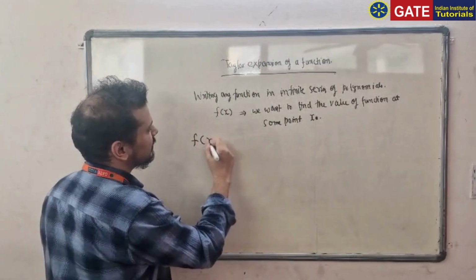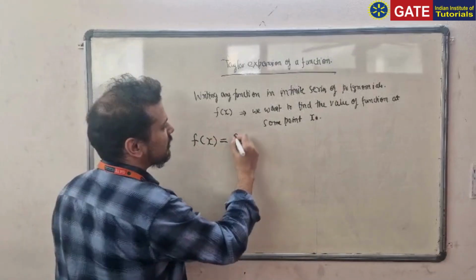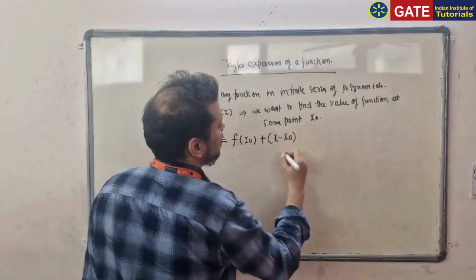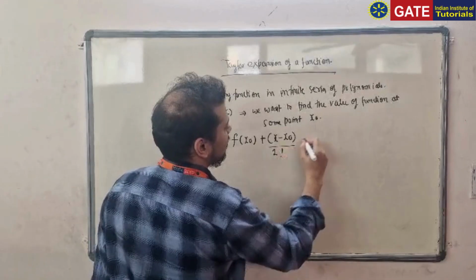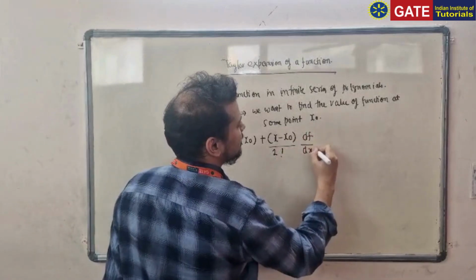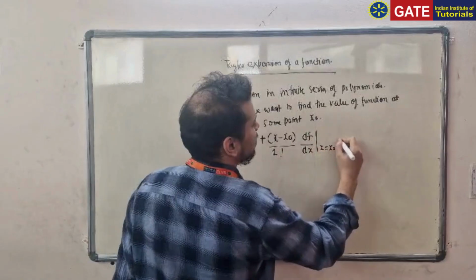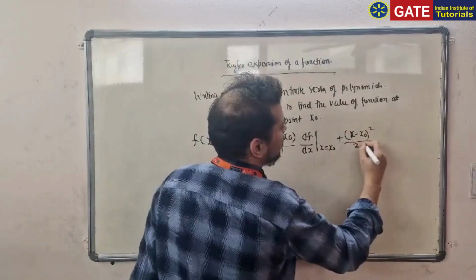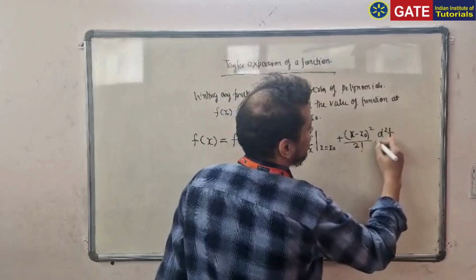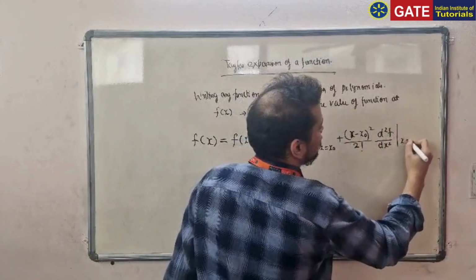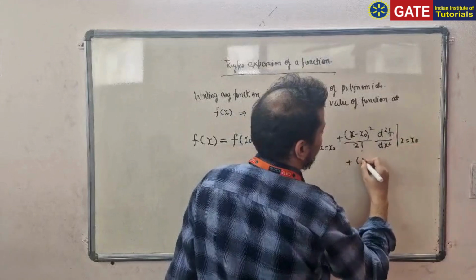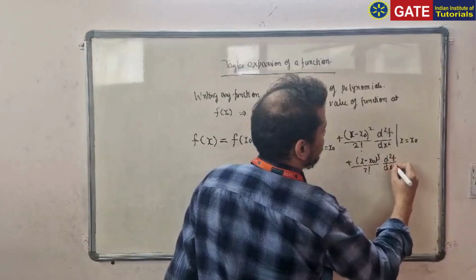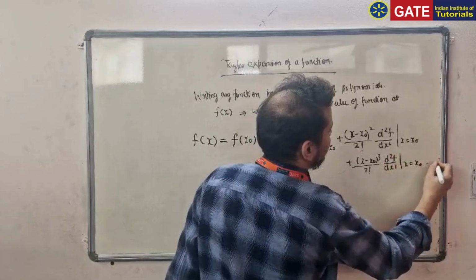We will write f of x. Then the first term will be the value of the function at that point x naught, plus (x minus x naught) upon 1 factorial, the derivative of the function df by dx at x equals x naught, plus (x minus x naught) square upon 2 factorial, the double derivative d2f upon dx2 at x equals x naught, and this triple derivative (x minus x naught) cube upon 3 factorial d3f upon dx3 at x equals x naught, and this keeps on going forever.